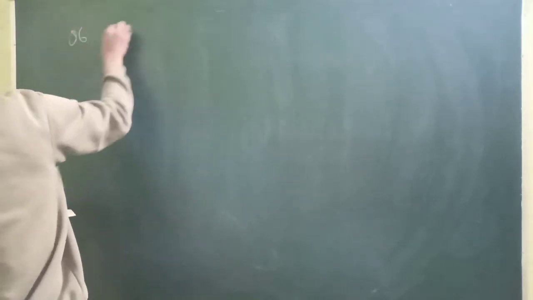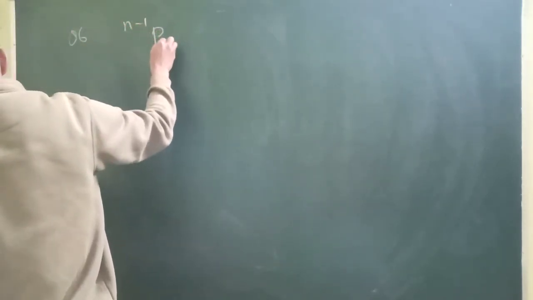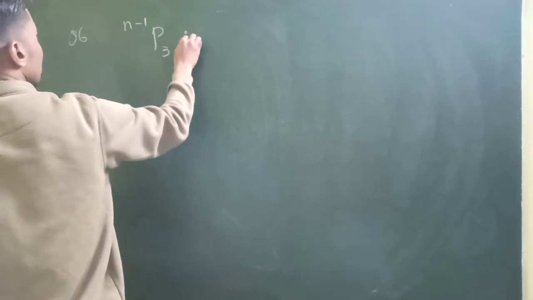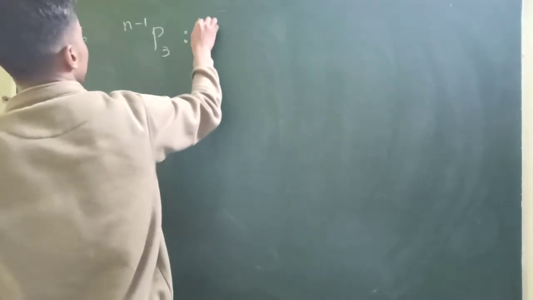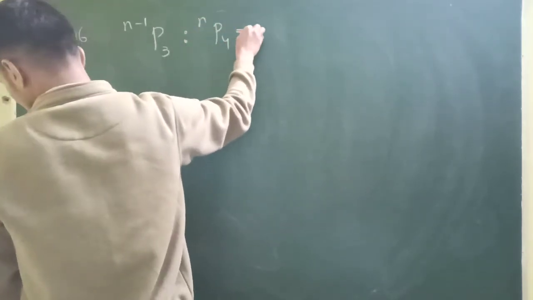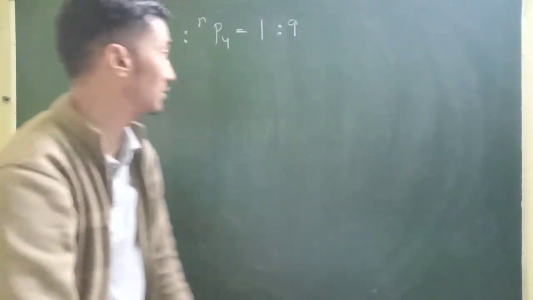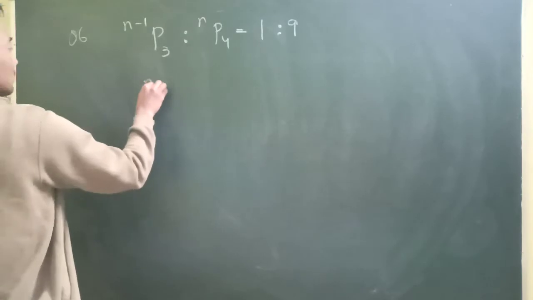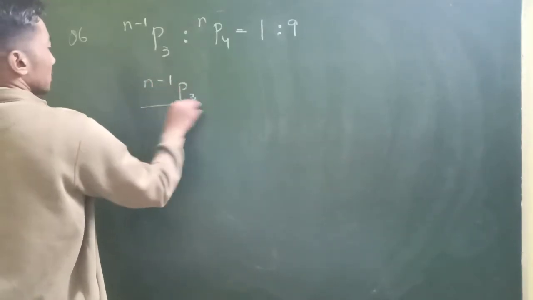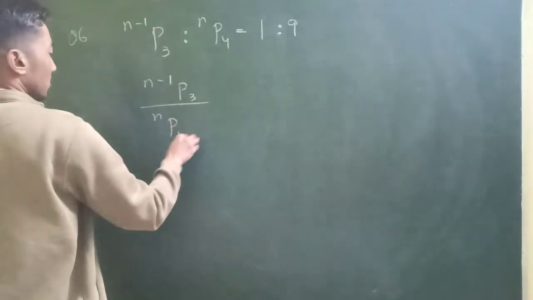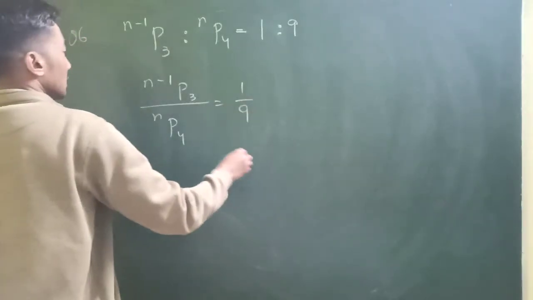if (n minus 1)P3, the ratio with nP4 is 1:9. So that's about algebra simplification. Let's quickly solve. So (n minus 1)P3 over nP4, as per the question, is 1/9. Let's solve.